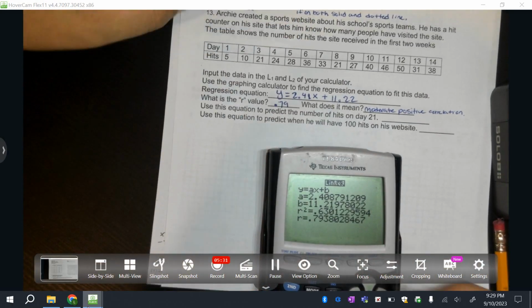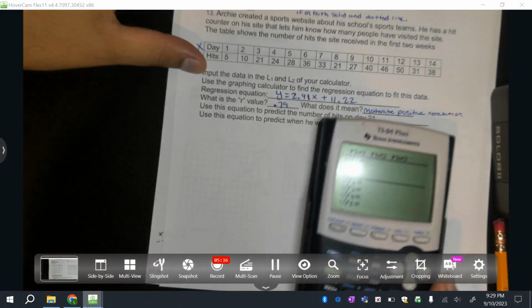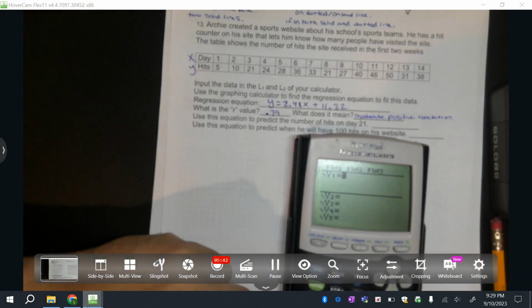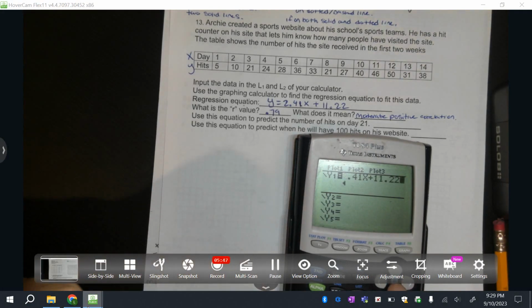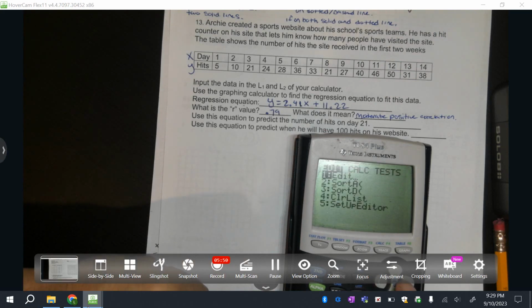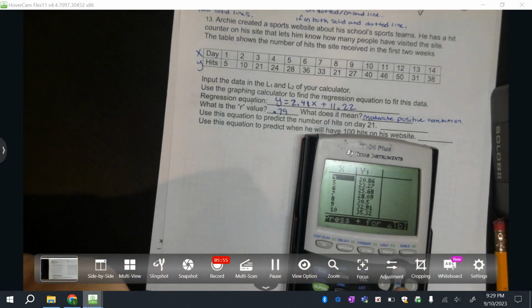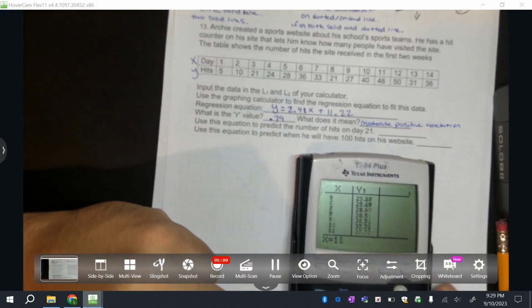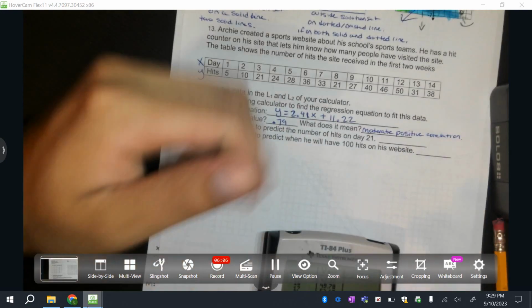Alright, and then if we predict the number of hits on day 21, 21 is our x, so let's plug this in. We're going to plug in the regression equation, 2.41x plus 11.2, go to stat, go to y equals, and then go to the table, and then we're trying to find how many hits are going to happen on day 21. Scroll to 21, and we get 51.83.